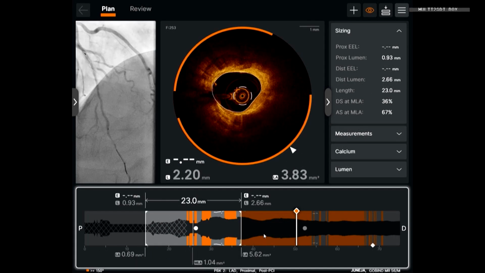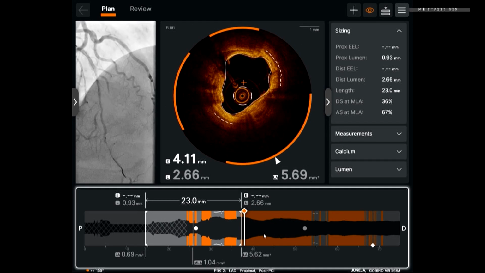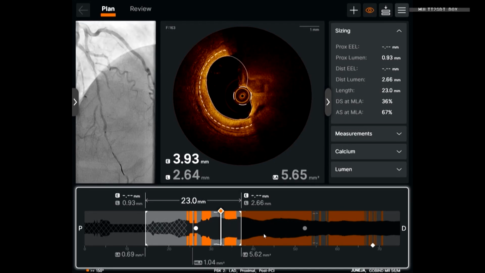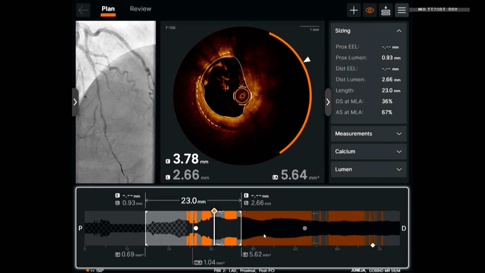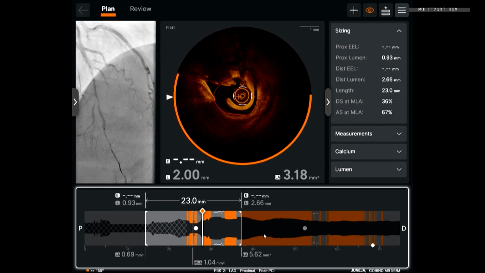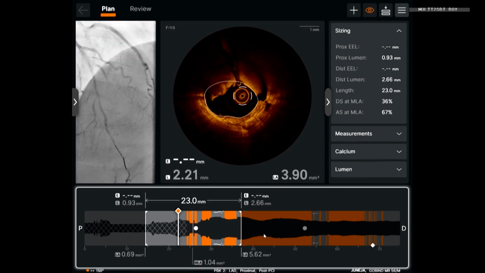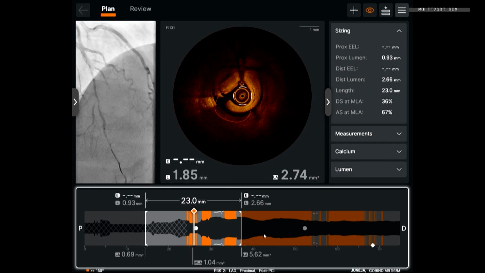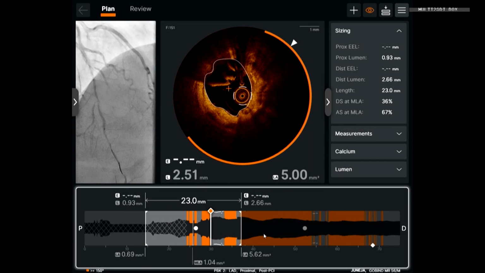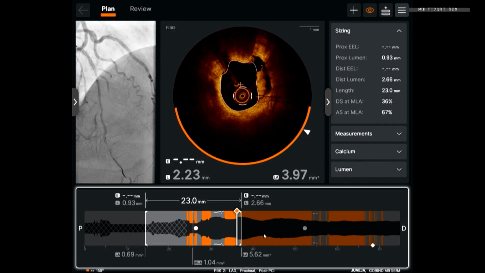Do we have some ostial image also? This is where? So there is a lot of blood there, right? There's a dissection there. Yeah, there's a dissection here, but this is in the LED. So this is beyond the ostium. We are into the LED.